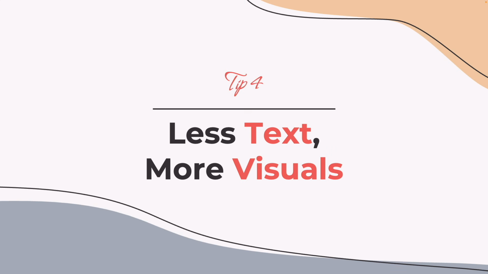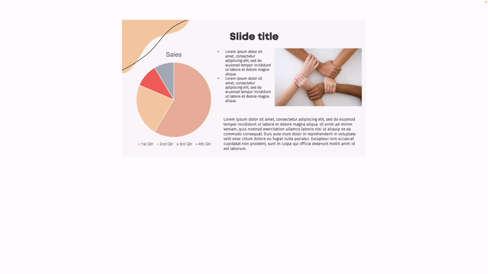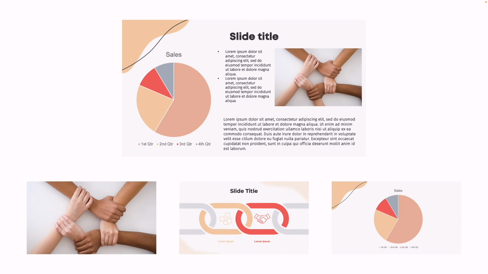Tip number 4, less text, more visuals. This tip is fairly simple. Use as little text as possible. Replace it with visual elements such as images, graphs, charts, and infographics to communicate your message.